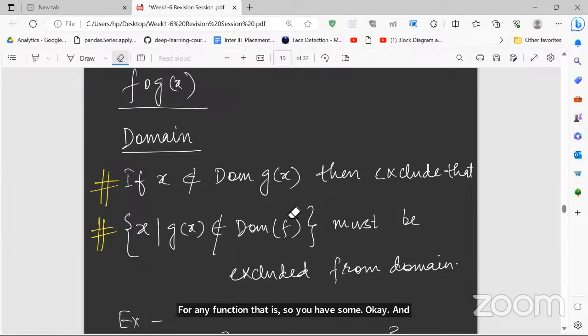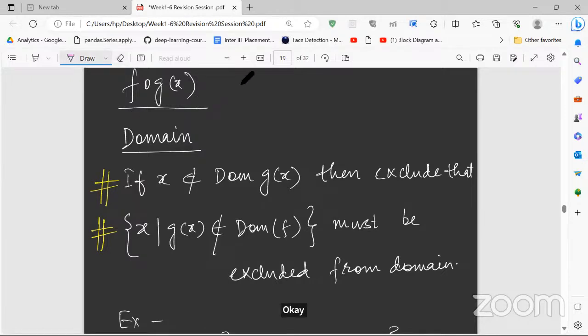What are the two conditions that we are checking for? The first condition is: if some value is not in the domain of g(x), that should not be in the domain of f of g also. The first one is simple, right? It's clear, right? Is there any doubt in the first condition? Can you give an example, sir, to simplify it? Okay, let me give you one example.